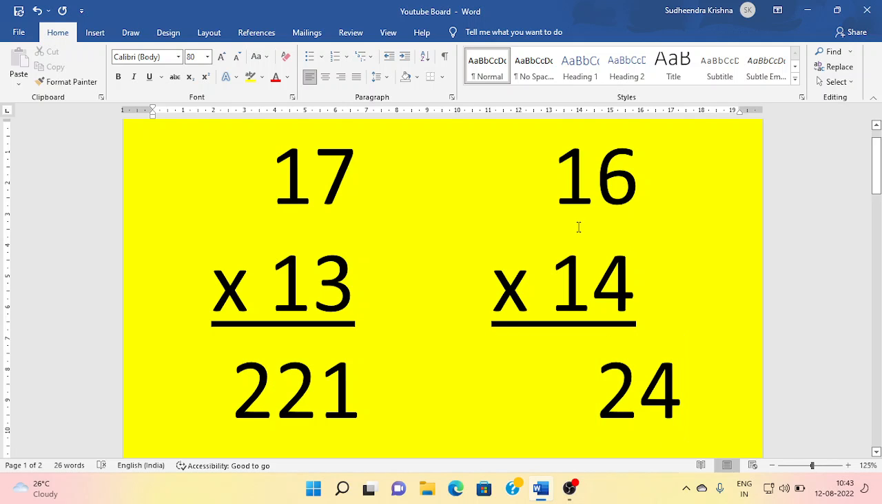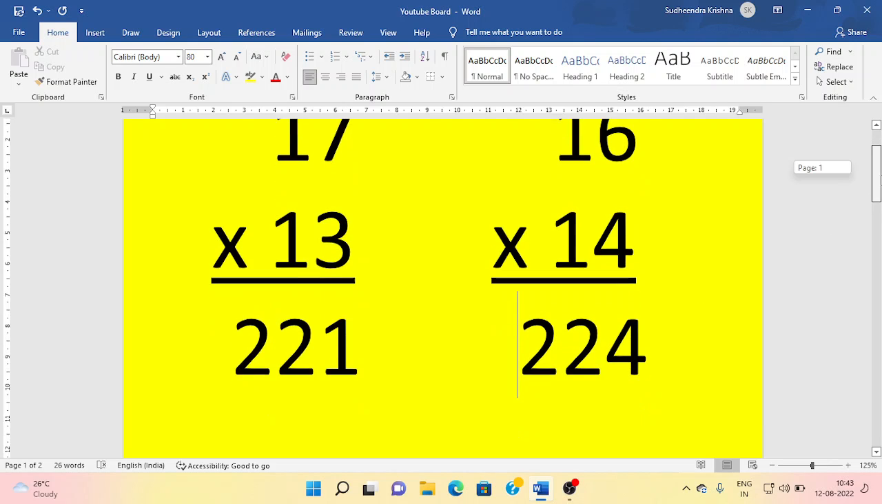Now you have 1 on the left side of both the numbers. So 1 plus 1 is 2. So multiply the 2 with this 1. 2 into 1 is 2. So this is the required answer. So 16 into 14 is equal to 224. It's as simple as this.